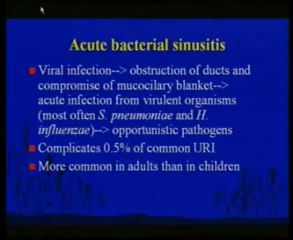Acute bacterial sinusitis, same thing we talked about earlier, virus infection obstructing the ducts, compromising the mucociliary blanket, acute infections with virulent organisms, and we'll find again and again in these respiratory infections that virulent organisms, the pneumococcus and Haemophilus influenzae, paving the way for opportunistic pathogens. Acute bacterial sinusitis, about 1 in 200 respiratory infections, more often in adults than in children.